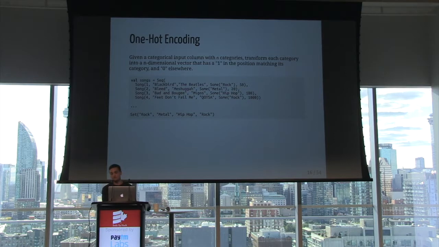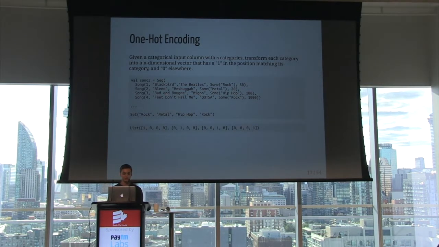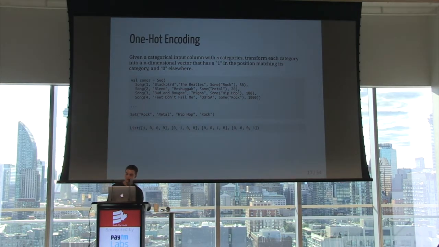So looking at our collection of songs again, if you look at the genre for each song, you'll notice that there's 4 in total. We got rock, metal, hip hop, and rock. So first, we can build a set containing those genres, and then we map each one to its own one-hot vector. That's what you see here, the 1, 0, 0, 0, 0, 1, 0, 0, and so on.